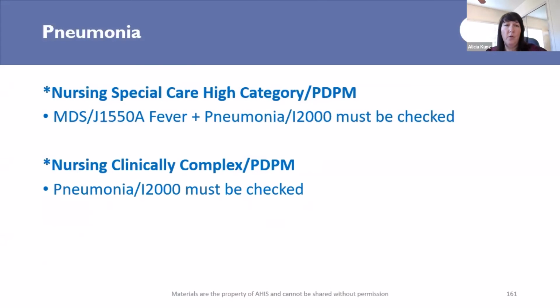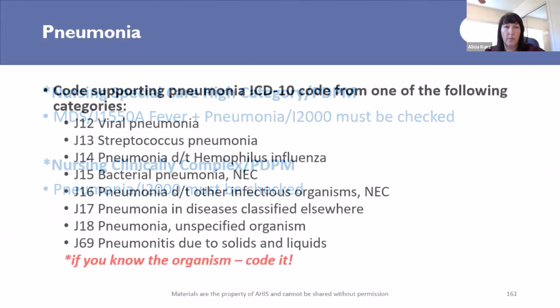Now, pneumonia will impact your nursing category. So if you have pneumonia with a fever and you select box J1550A, fever plus pneumonia, on your MDS, it will map you into nursing special care high. But if it's just pneumonia, no fever, that will map you into nursing clinically complex. Next.